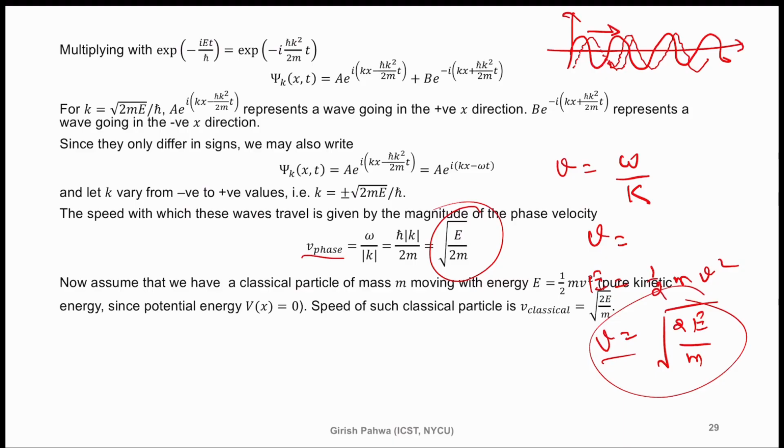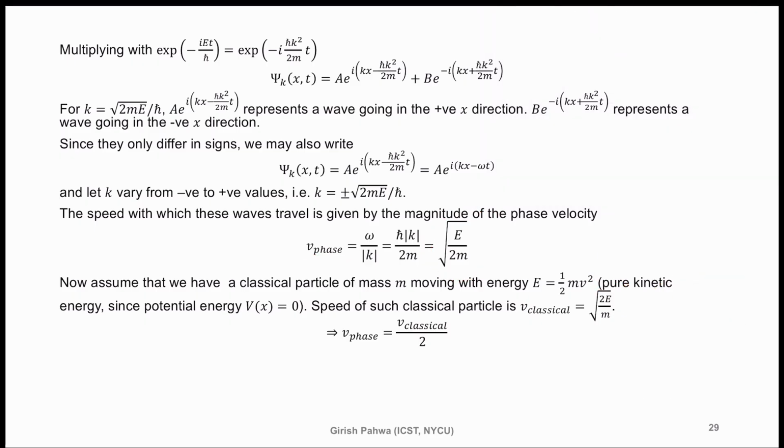So the relation is this. Phase velocity, as calculated from quantum mechanics, is only half of the classical velocity. But I do know that this classical velocity, although it's classical, does work in some cases. I know that for a fact. E equal to half mv square does work. But quantum mechanics is giving me something different. It's giving me just half of that. So there's some loophole. Something is wrong.